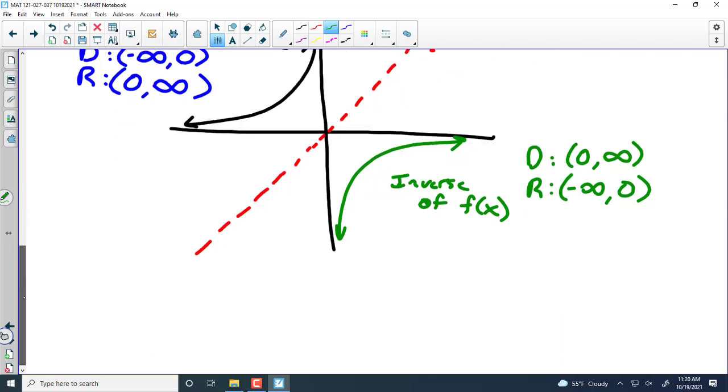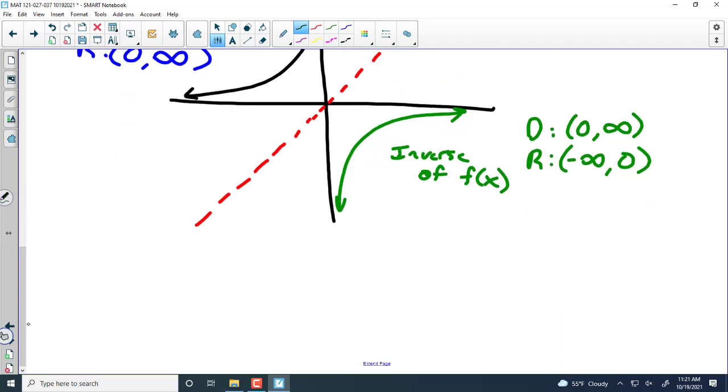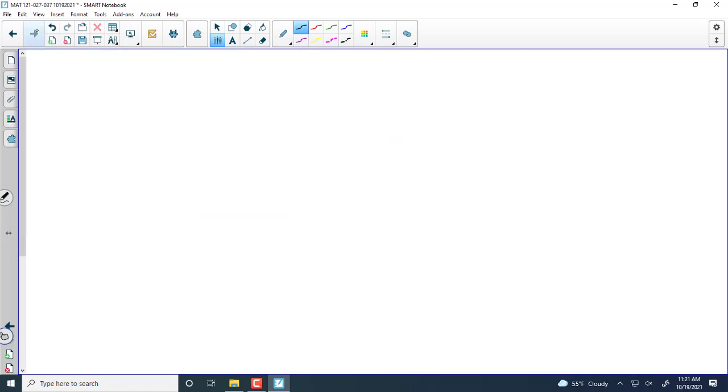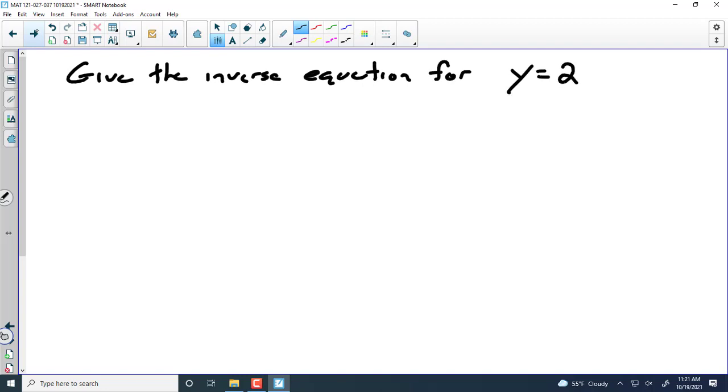All right. Let's do one more thing here, then we'll take a break. Give the inverse equation for y equals 2x plus 6. Everyone, if I'm supposed to give the inverse of that, what's the most important thing to do? Swap x and y. Swap x and y.